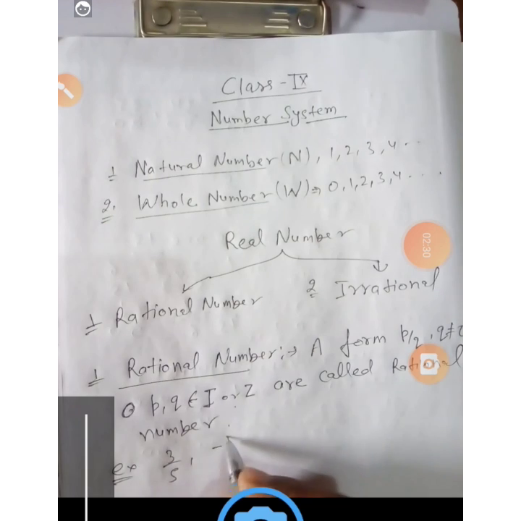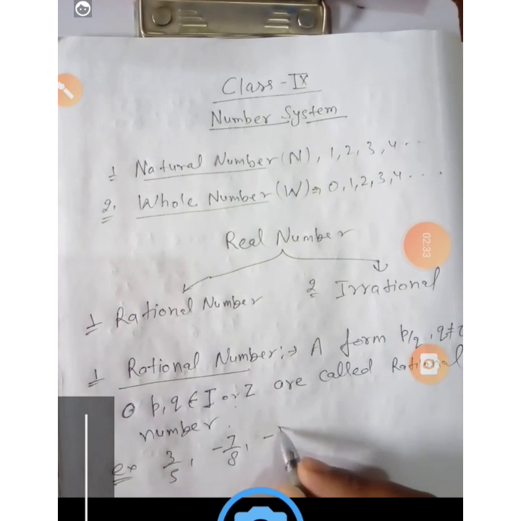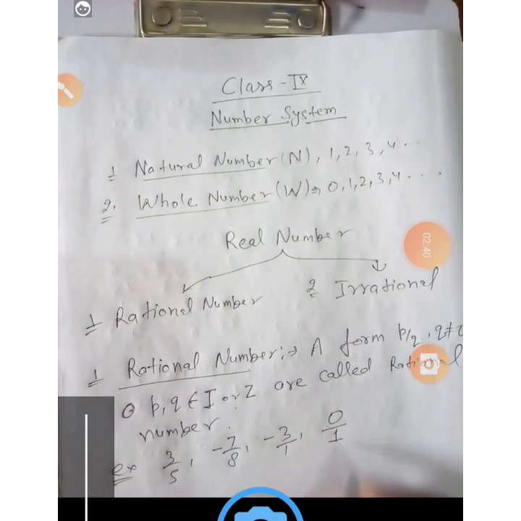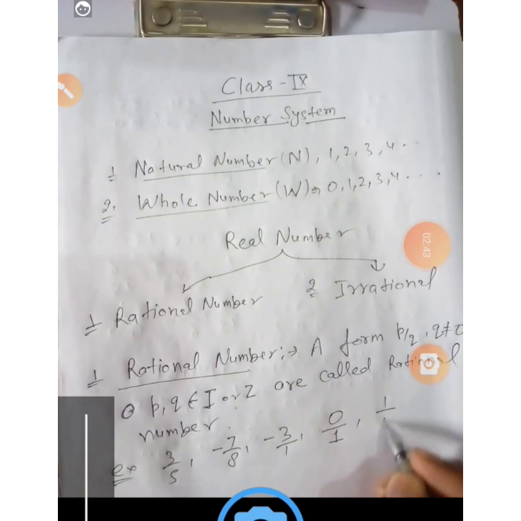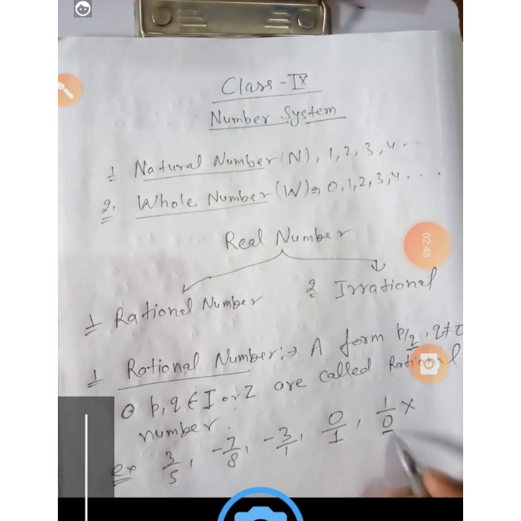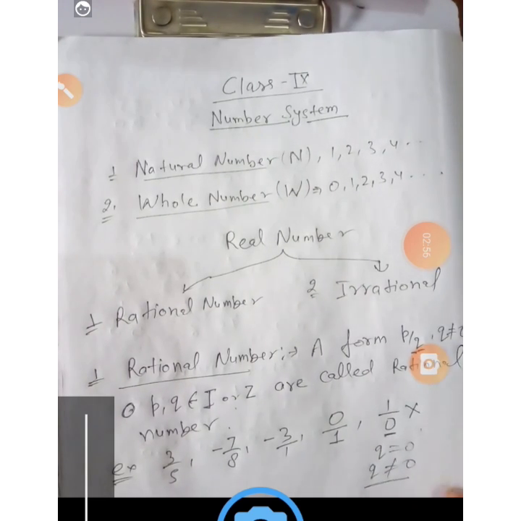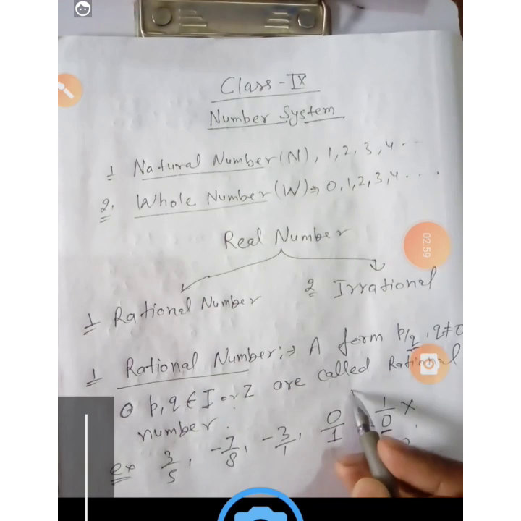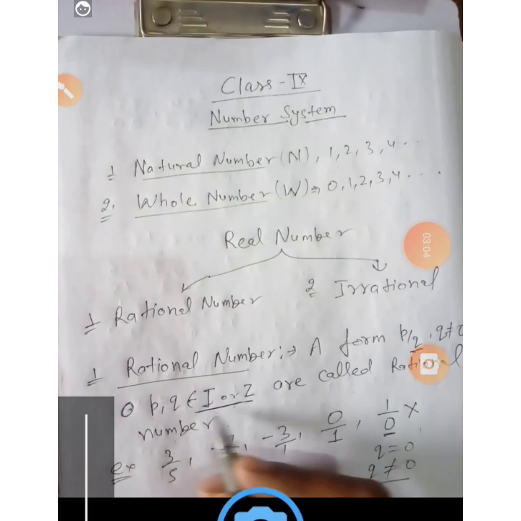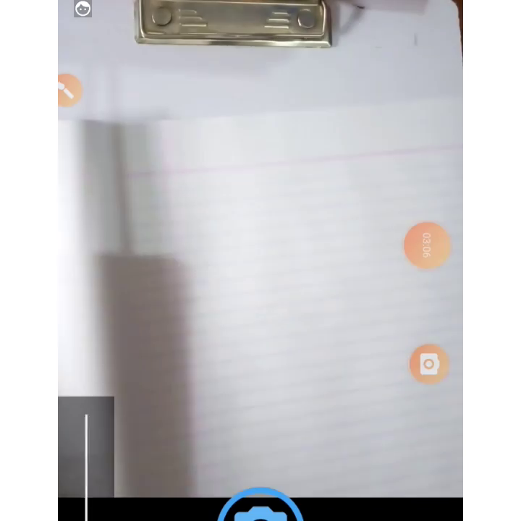For example, 3 by 5, minus 7 by 8, minus 3, because 1 is the denominator, and 0 is also a rational number, because its denominator is always 1. But 1 by 0 is not a rational number, because q is the denominator, and here the value of q equals 0, but according to the condition in a rational number, q is not equal to 0, so this is not a rational number. And p and q both are integers, so I will discuss integers.